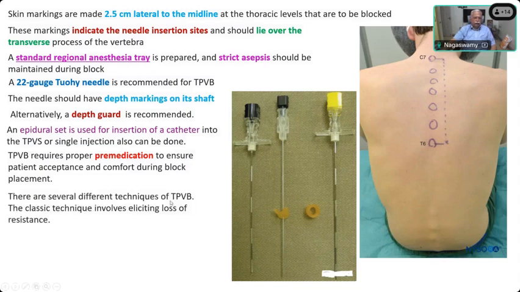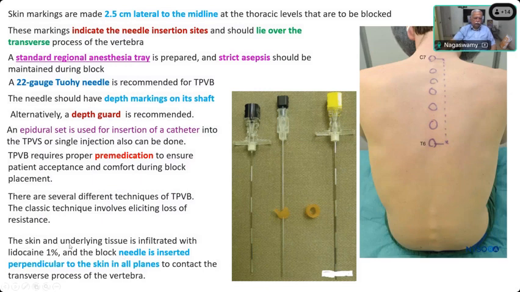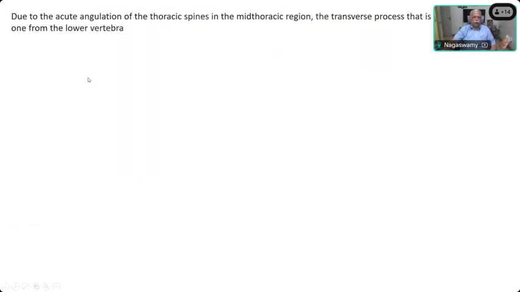There are several different techniques, but classical techniques involve eliciting loss of resistance by piercing the costotransverse ligament. First the skin and underlying tissue is infiltrated with lidocaine 1%, and the block needle is inserted perpendicular to the skin in all planes to contact the transverse process of the vertebra. Due to acute angulation of the thoracic spine in the mid-thoracic region, the transverse process that you contact will be one vertebra lower than the one that you choose. So it will always be a little lower space.